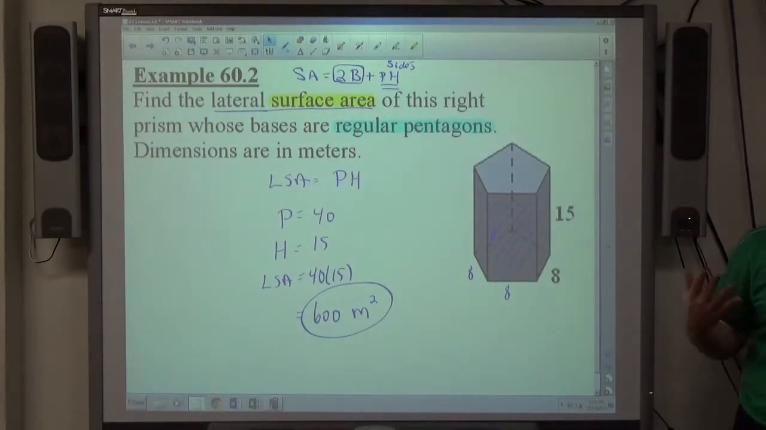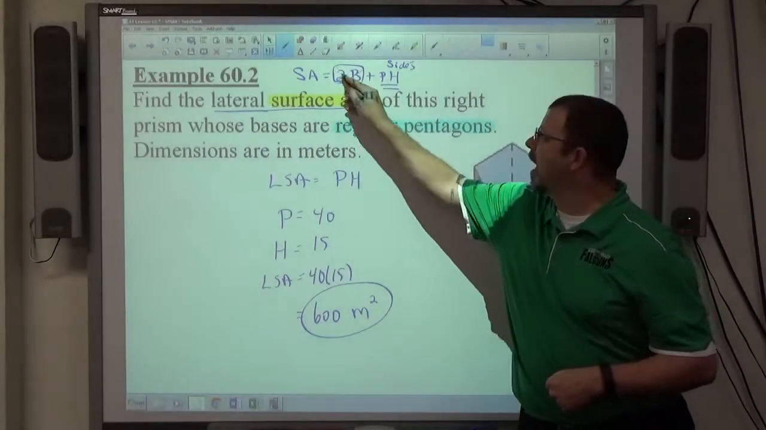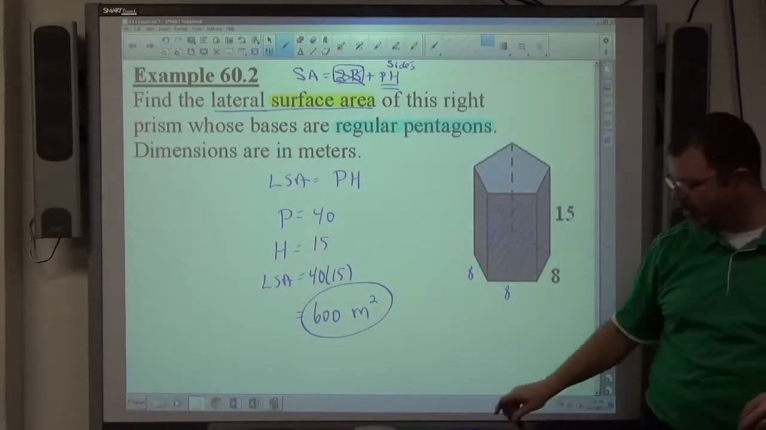So it's very much like surface area, except we don't have to worry about the B part because we're looking for the lateral surface area, just pH. Find the perimeter, find the height, multiply them together, and you're done.